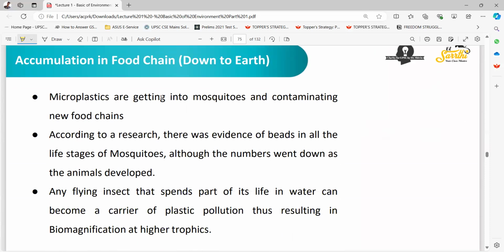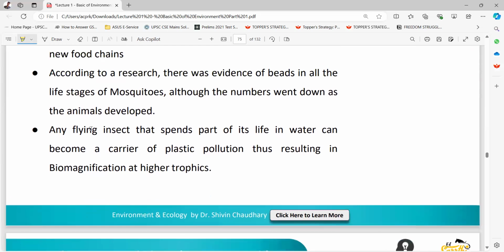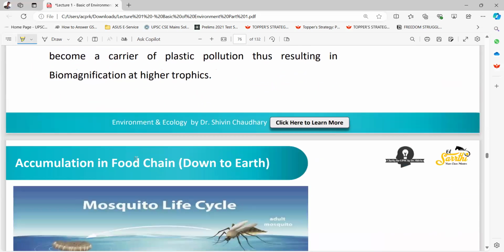Microplastics are getting into mosquitoes and contaminating new food chains. According to your research, there was evidence of beads in all the life stages of mosquitoes, although the numbers went down as the animals developed. Any flying insect that spends part of its life in water can become a carrier of plastic pollution, thus resulting in biomagnification at higher trophic levels.